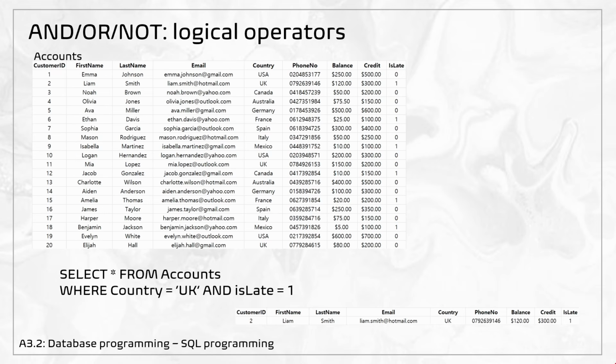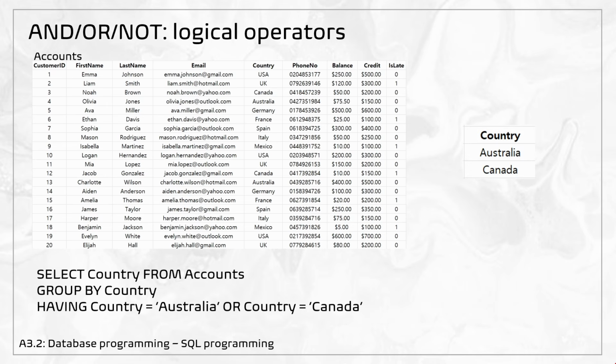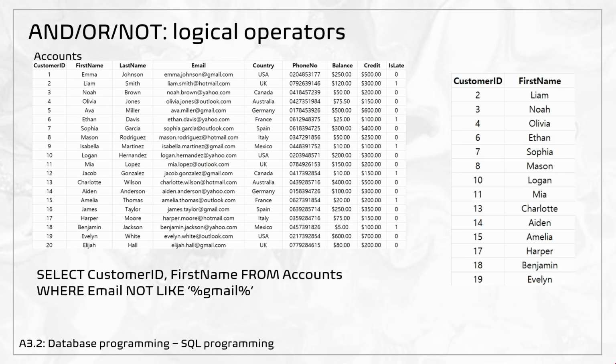Let's now briefly talk about the logical operators and, or, and not. These work exactly like the logic gates we covered in A1. Here, both the country condition and the is late condition need to be fulfilled in order for a record to be shown. Here, the country names need to either be Australia or Canada to be shown, and here, anyone whose email doesn't have the phrase Gmail inside of it is shown.